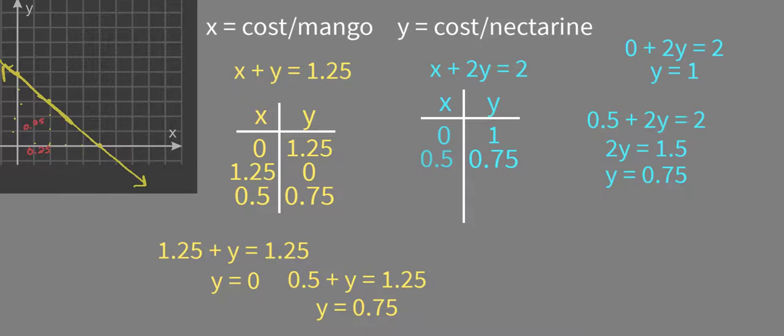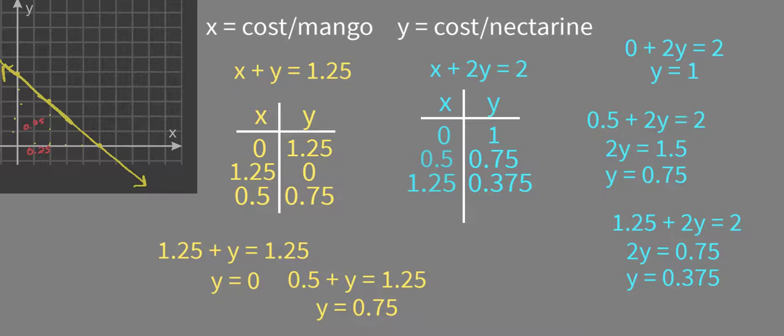And then we'll go with 1.25. So 1.25 for x plus 2y equals 2. Subtract 1.25 from both sides, and we get 2y equals 0.75. Divide both sides by 2, and we get y equals 0.375. Now, since it's not on our scale, I'm going to plot one more point.